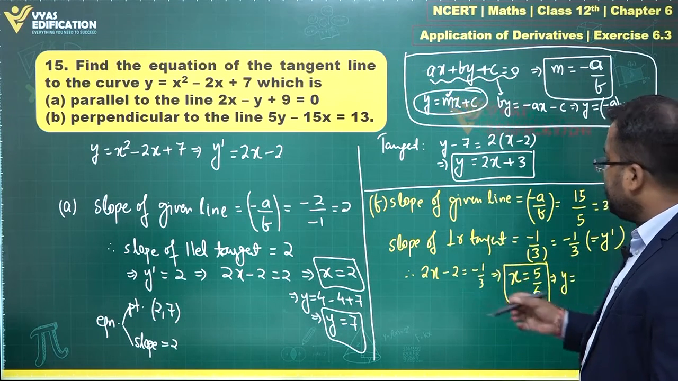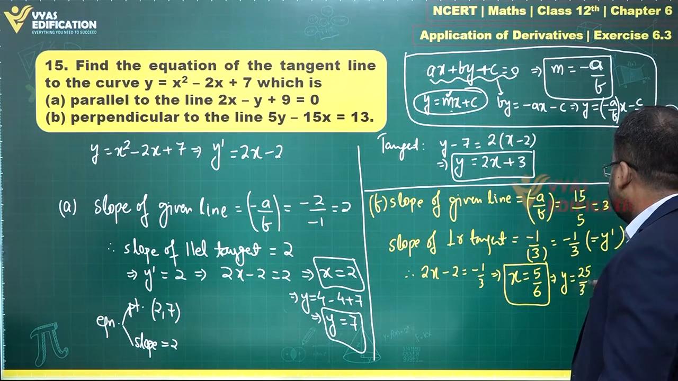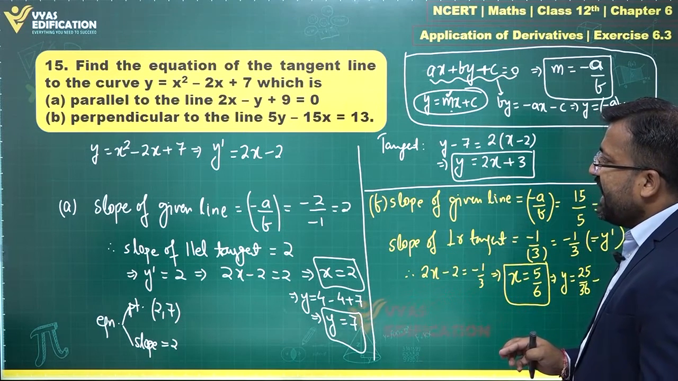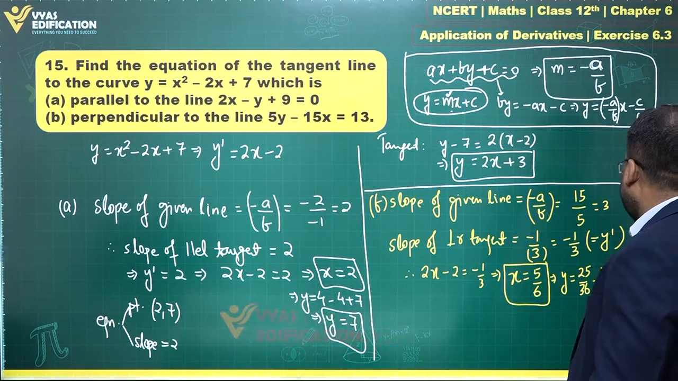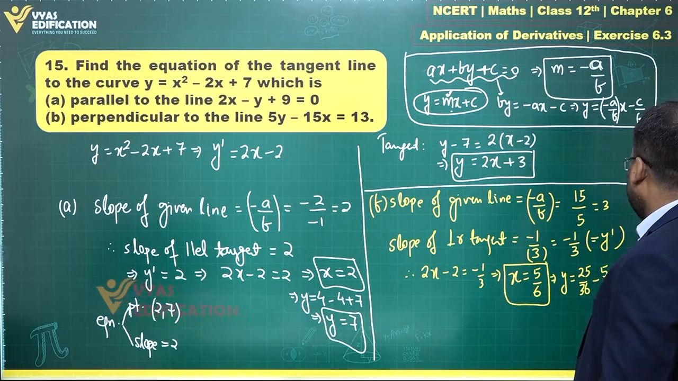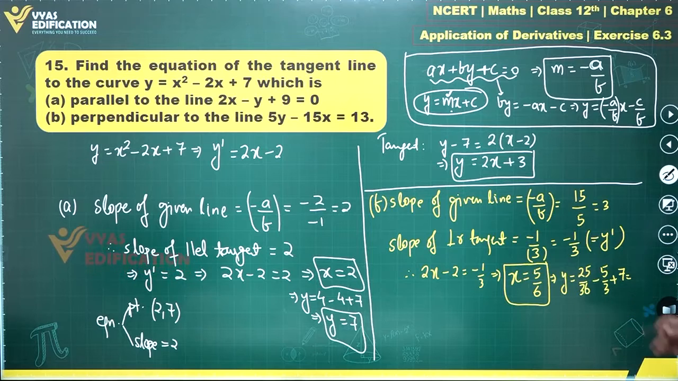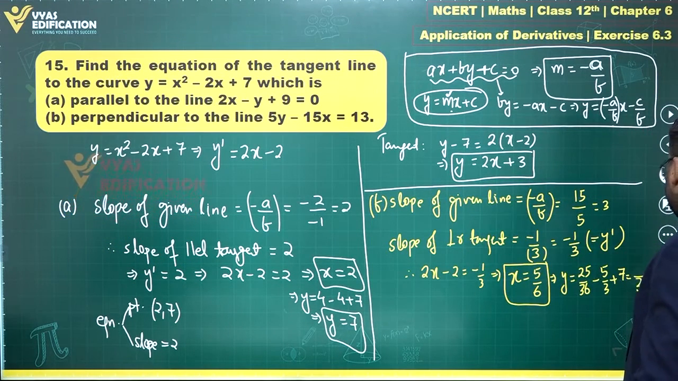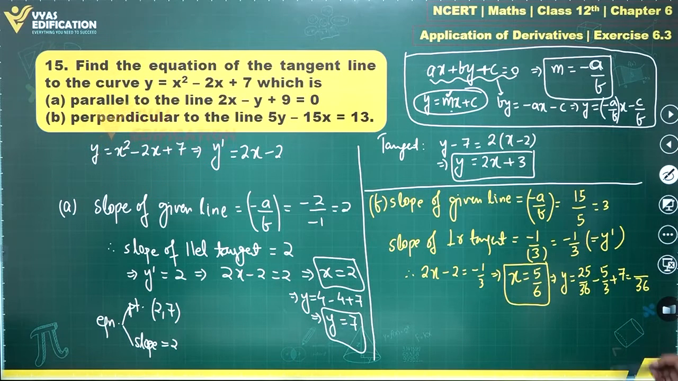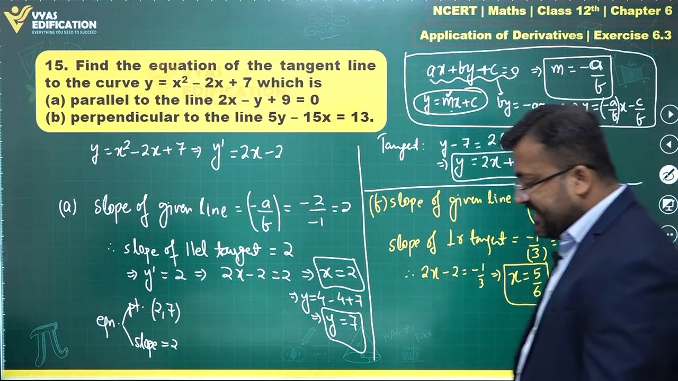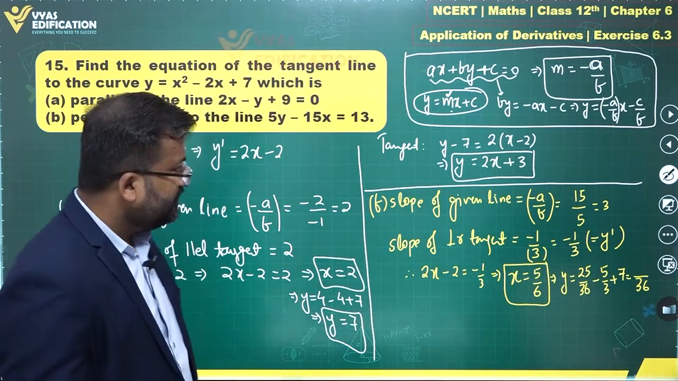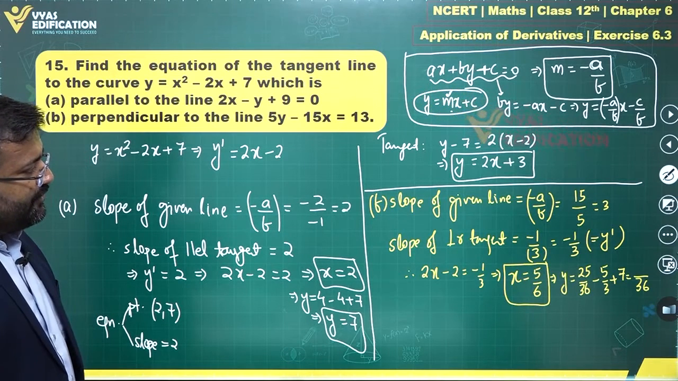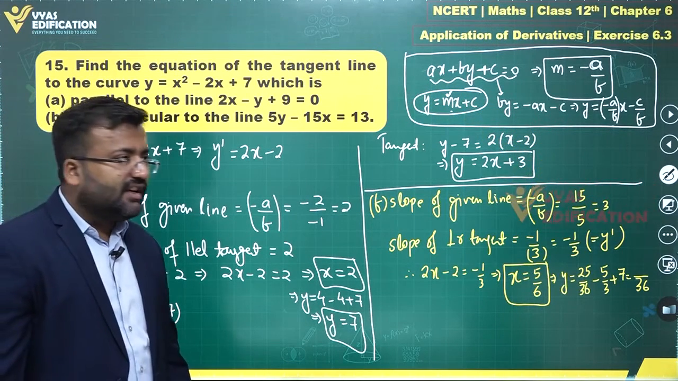y can be found with the help of this over here. This is 5 by 6 whole squared, which is 25 upon 36, minus 2 into 5 by 6, which is actually 5 by 3, plus 7. Okay. And what does this become equal to? Let's add them. Let's take the LCM. 36 and 3, the LCM is 36 only. What about the numerator? In the numerator, you have 25 minus 60. A big, huge number in the numerator. 25 minus 60 is minus 35.